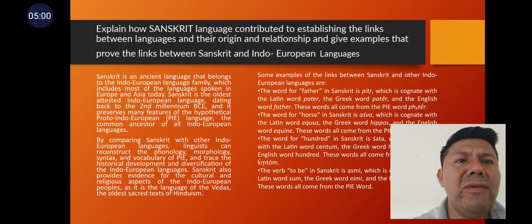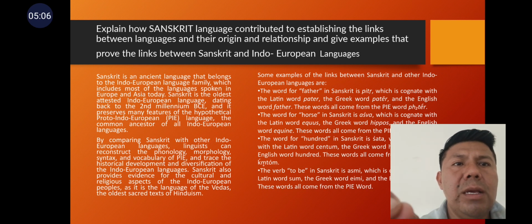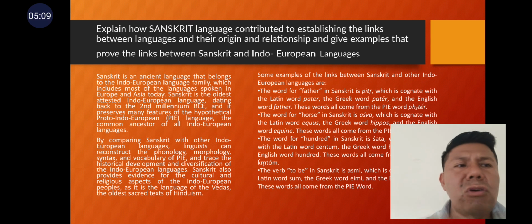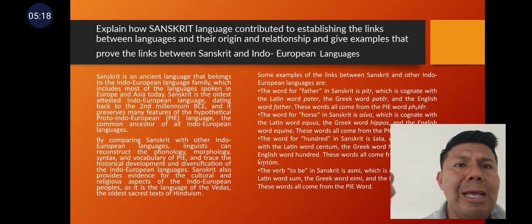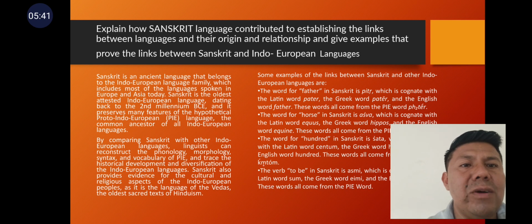It preserves many features of the hypothetical Proto-Indo-European language, the common ancestor of all Indo-European languages. By comparing Sanskrit with other Indo-European languages, linguists can reconstruct the phonology, morphology, syntax, and vocabulary of PIE, and trace the historical development and diversification of the Indo-European languages. Sanskrit also provides evidence for the cultural and religious aspects of the Indo-European people, as it is the language of the Vedas, the oldest sacred texts of Hindus.